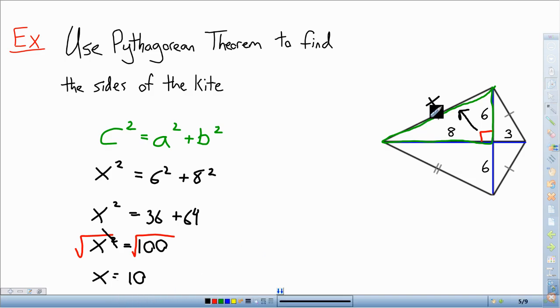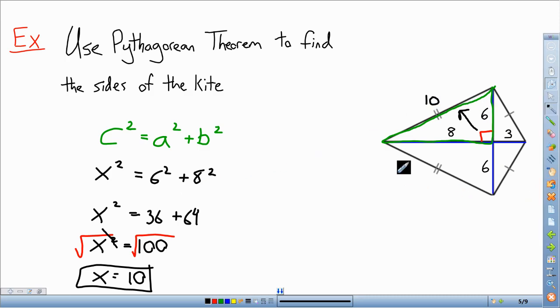Okay, cool. So there it is. We found the missing side of this triangle. If you want to erase x, we now know it is 10. All right, here's the good news. Well, here's, I guess, something to realize. It's asking us to find the sides of the kite. It wants us to find all 4 side lengths of this kite.